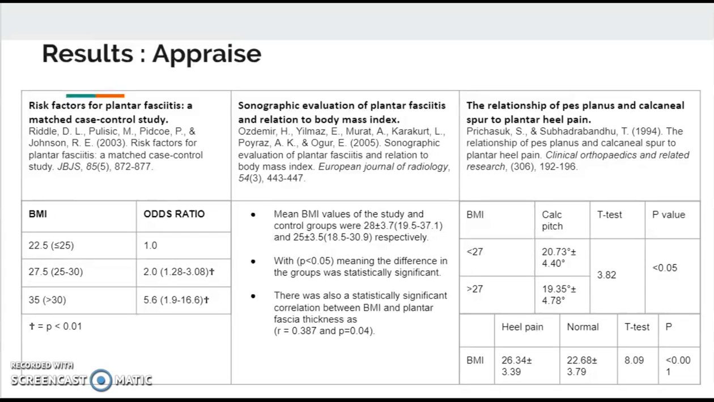The final article by Prishasuk displayed the relationship between BMI and calcaneal pitch. With a p-value of 0.05, the result suggests that a higher BMI decreases calcaneal pitch. The study also shows the BMI range of the group with heel pain and without heel pain. As we can see, with a high t-value of 8.09, there is quite a large difference between these two population groups, as well as a p-value of 0.001. The results are statistically significant.